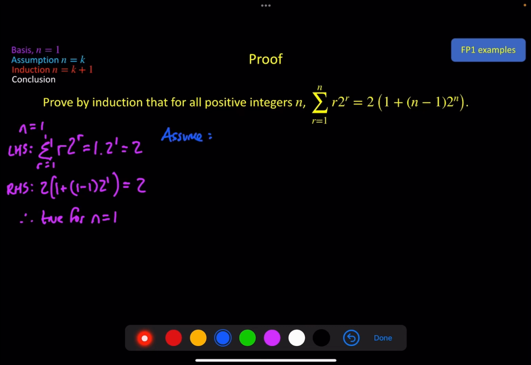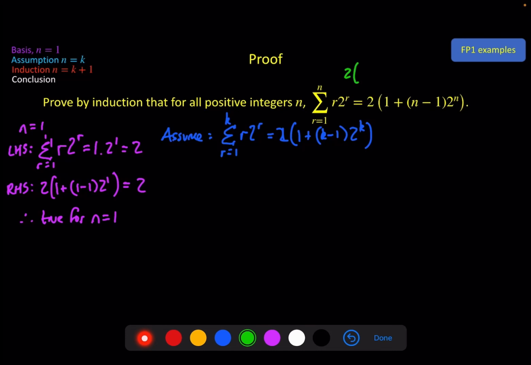Assume true for n is equal to k. So the sum from r is equal to 1 up to k of r 2 to the r, we're going to assume it's true. So we get 2 times 1 plus k minus 1 times 2 to the k. And this time, again, I'm just going to see what it should look like if I put k plus 1 into this. So I would have a 2 there, a 1 plus, and then here I would have k plus 1 minus 1. So that would simplify to a k. So I might end up with a k that I can change into k plus 1 minus 1.